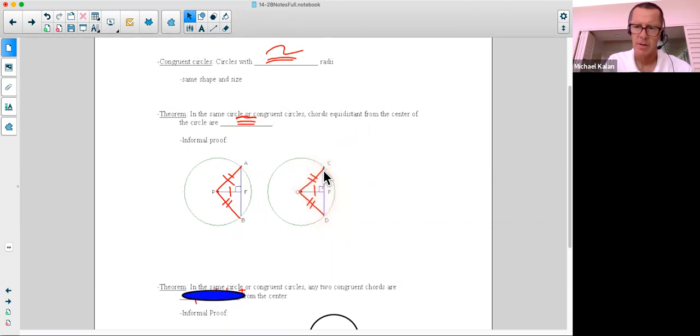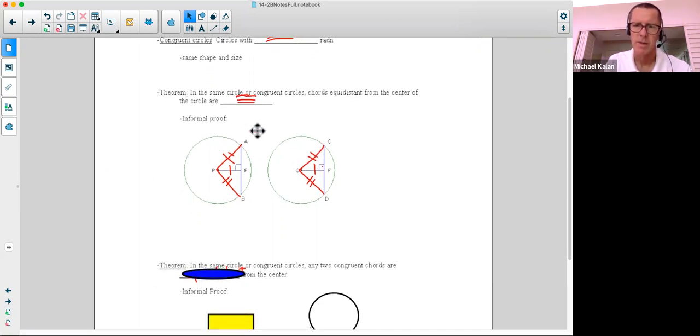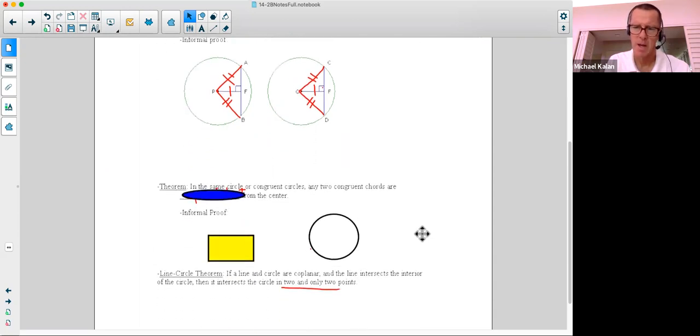So here we have congruent circles, right? Yeah, if the chords are equidistant, that means this and this are congruent. We already know we got perpendicular. And what do we know? If they're congruent or the same circle, what do we know about their radii? They're congruent too. All right, so chords equidistant from the center are going to be congruent, in congruent or the same circle.